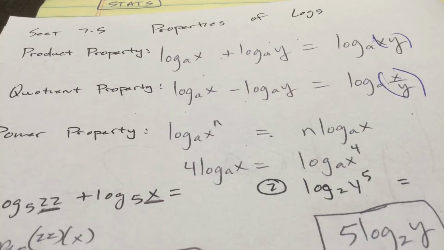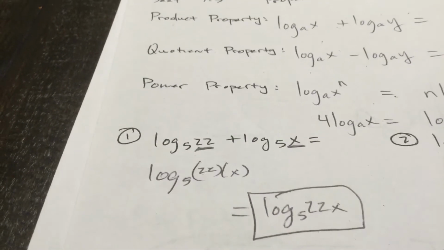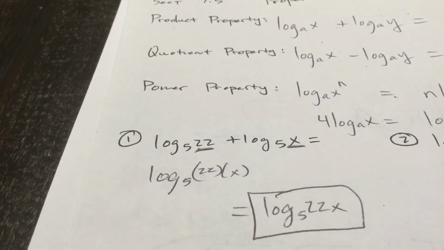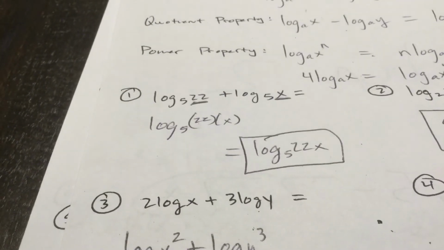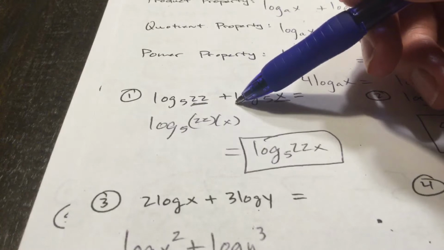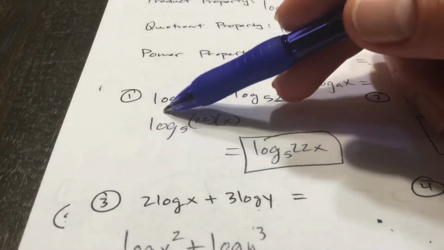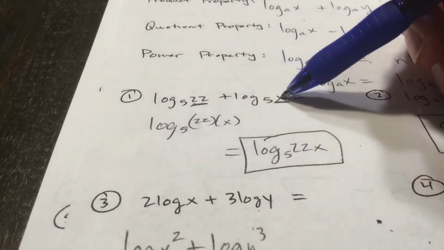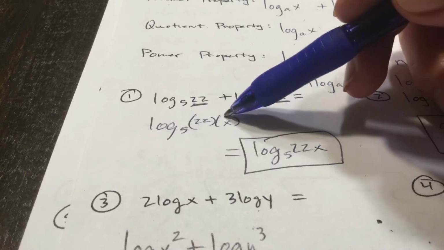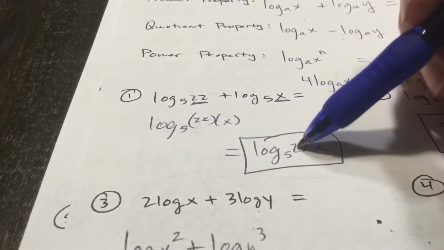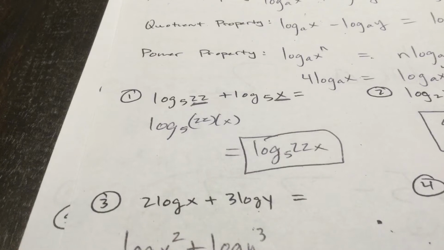So having those down, what we're going to do is condense all these, write all these as single logs. You have log base 5 of 22 plus log base 5 of x. You have the same base, so that means I can combine the logs to be log base 5 of 22 times x. This is the product property. That means it's log base 5 of 22x as my single logarithm.